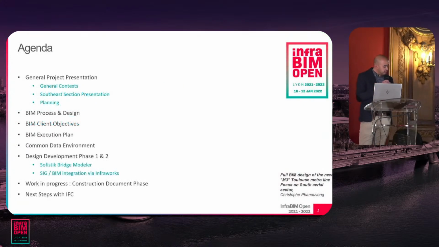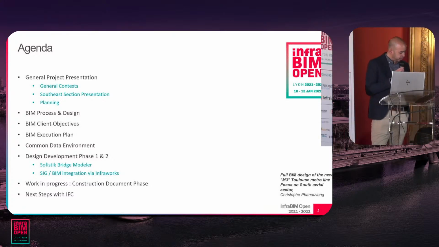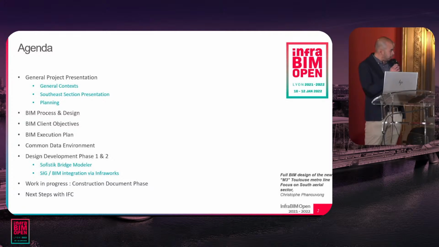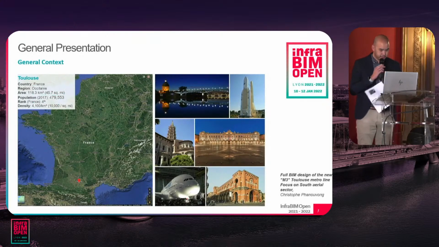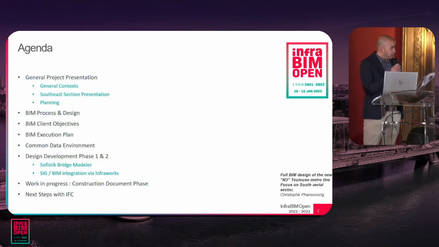We'll begin with the general presentation of the project, and we will try to explain to you what the project consists of. And just after that, we'll present the different BIM processes that we used in the first design phase, the first design development phase, phases 1 and 2. We will talk about the last phase, the construction document phase, where I couldn't show you a lot of images, but I will try to explain to you what we did with it.